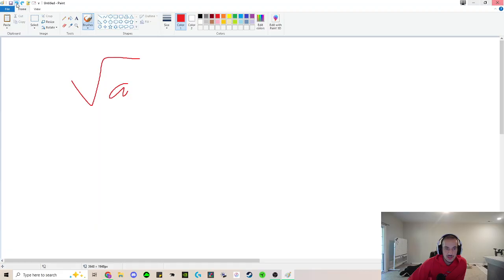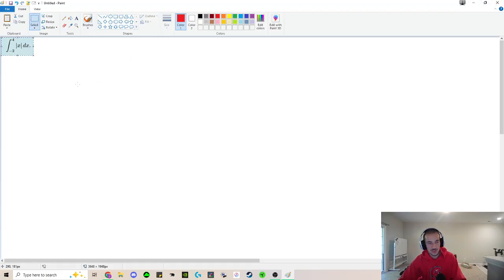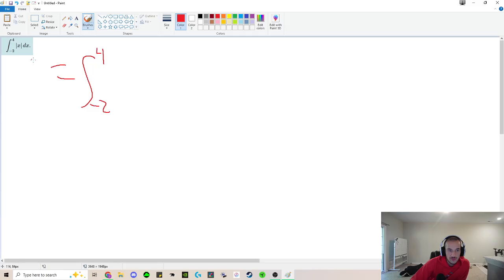You could do something like this, but really that's not going to help you very much, because we're integrating and we would need something for our u substitution, and we wouldn't have anything. So here I would just say that this equals the integral from -2 to 4 of, and what is our function? Well, we know that absolute value of x is -x when x is less than 0, and it's positive x when x is greater than or equal to 0.